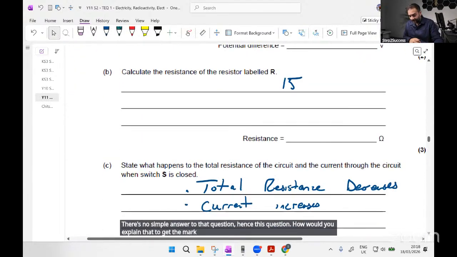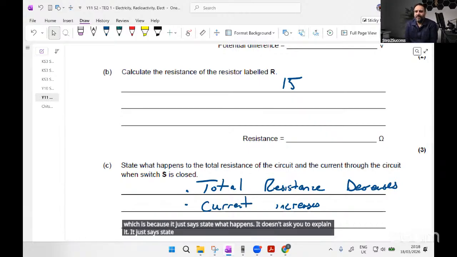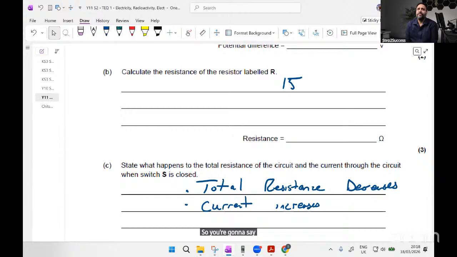What I wrote essentially gets you both marks, because it just says state what happens. It doesn't ask you to explain it. It just says state what happens to the total resistance and the current. So you're going to say something goes up, the other goes down, or something stays the same. You're not asked to explain it.